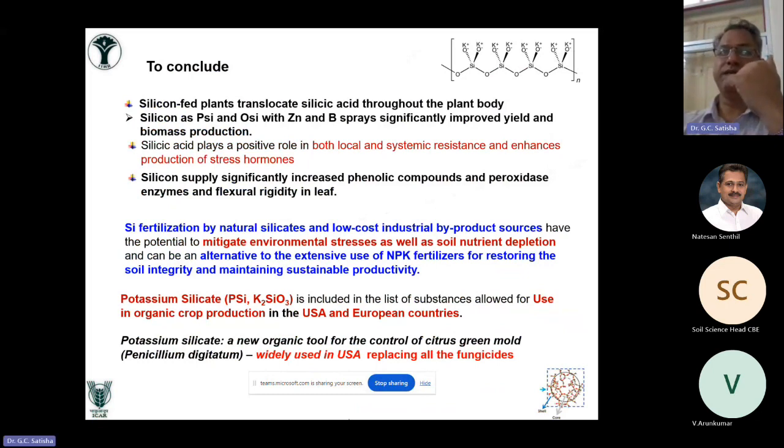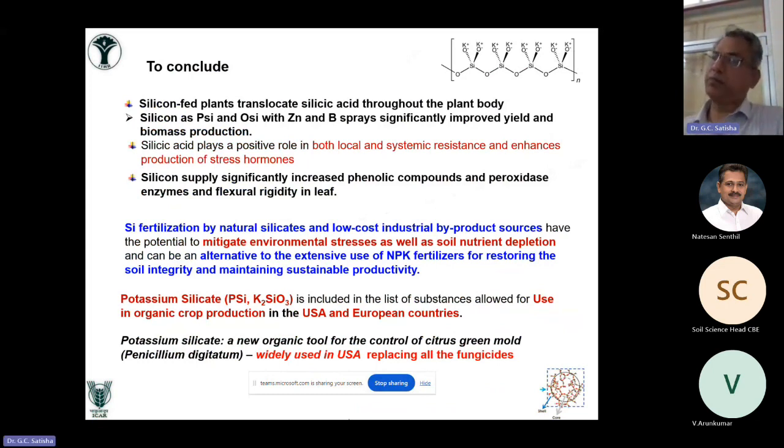So if the supply of DAP is not available in India, our agriculture will also be badly affected, because most of the DAP is imported from other countries. This is what happened.